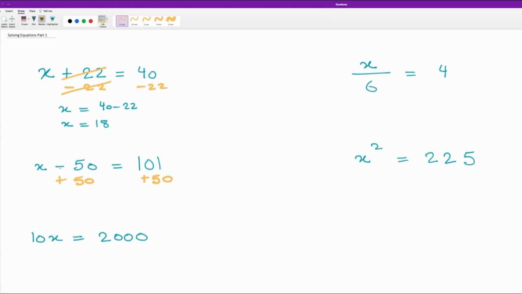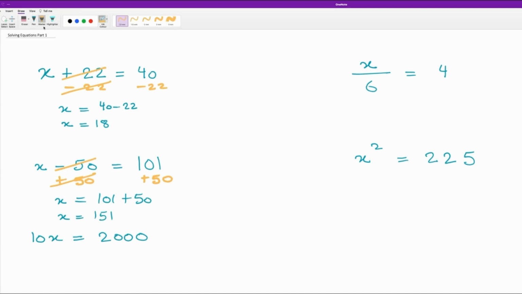In that way, minus 50 and plus 50 will cancel out, leaving us with x by itself on the left-hand side, and on the right-hand side, we will get 101 plus 50. This will leave us with an answer of 151. Let's move now to the third question.